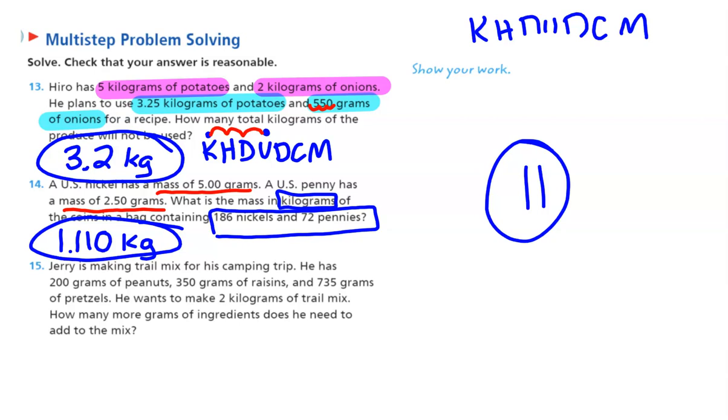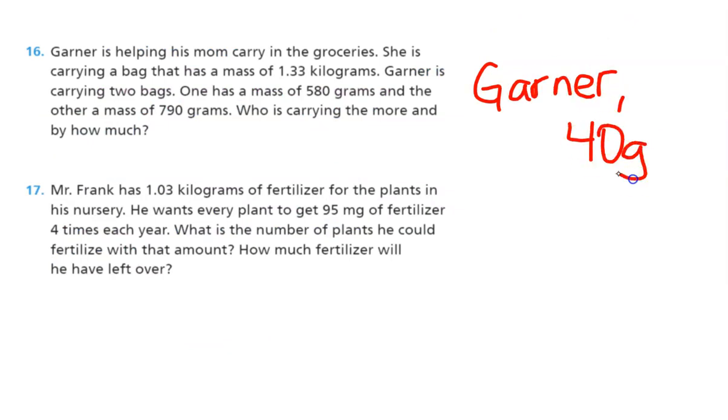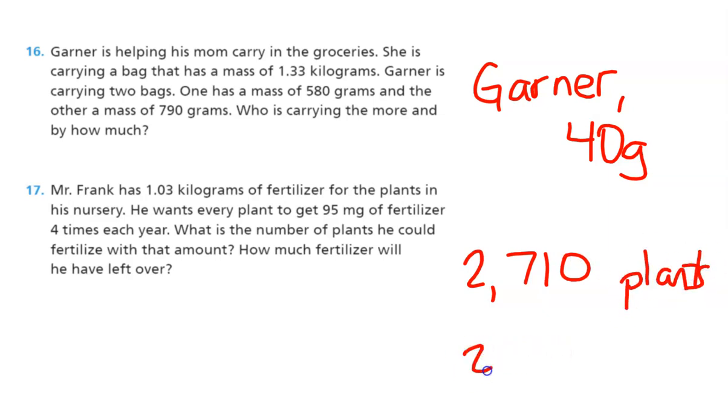Hopefully you're joining after pausing to do those, because I'm just going to give you the answers. Number 15 is 715 grams. Number 16 was 40 grams. And then number 17 was 2,710 grams. And then it says you had 200 milligrams left over.